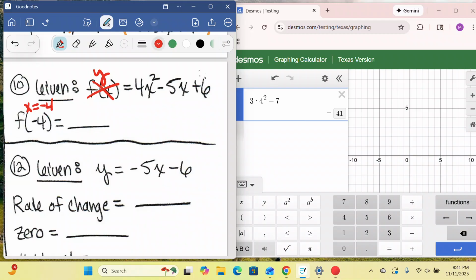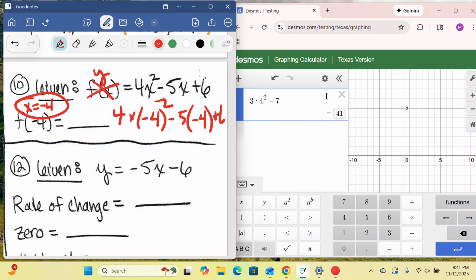The way I would input this in the calculator, we have to understand that x equals negative 4. So I would do 4 times, and then a quantity, negative 4 squared. Why am I using the quantity and the parentheses? Because negative 4 squared is not the same thing as negative 4 quantity squared. And then I'm going to go minus 5, and what is your x here? Times negative 4, plus 6. So that is the way I input it into Desmos.